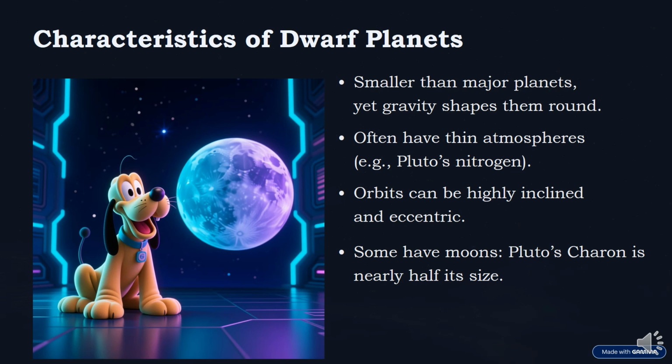Let us continue with some characteristics of dwarf planets. Dwarf planets are smaller than major planets, yet gravity shapes them round. Dwarf planets often have thin atmospheres. We can take the example of Pluto's nitrogen. Dwarf planets' orbits can be highly inclined and eccentric. Also, dwarf planets can have moons. Pluto's Charon is nearly half its size.